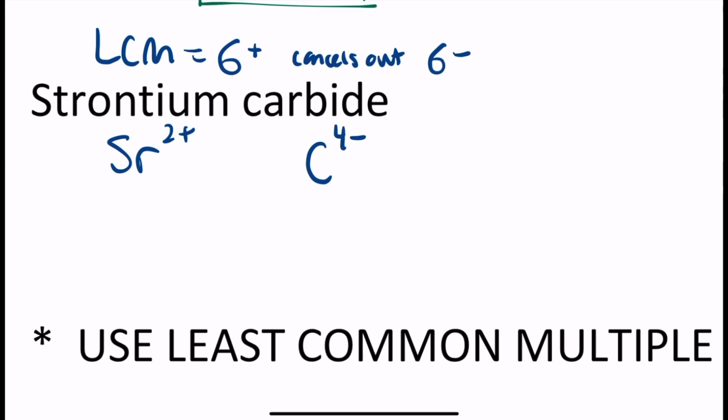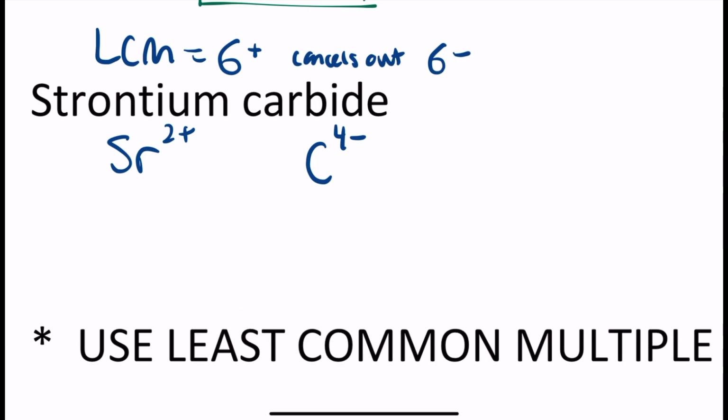So this is where I want to tell you why you can't just swap and drop all the time. If I swapped and dropped, what people like to say is, maybe I'll be like, oh, Sr, the subscript must be 4, and oh, C, the subscript must be 2. Okay, this is actually incorrect. You're not allowed to have subscripts that can be reduced. So you'd have to reduce that in some way.